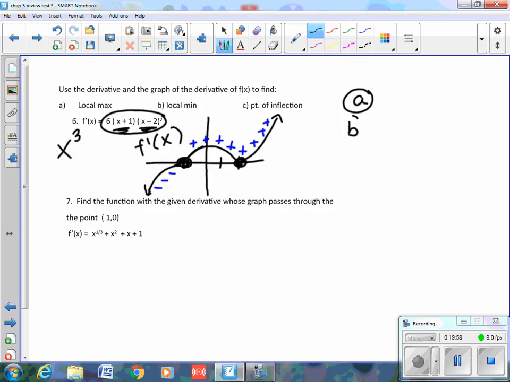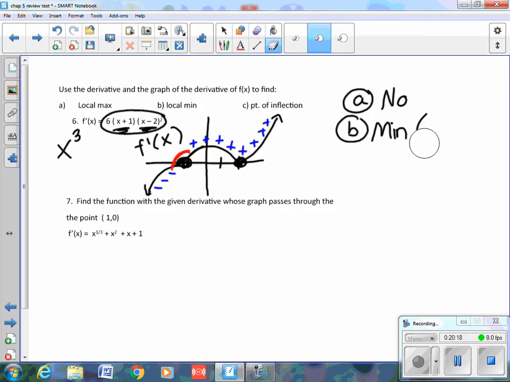So, do you notice that my graph only goes from negative to positive? Do you notice that? It never goes from positive to negative. So there is no max. There is no max, but there is a min. And I can't tell you the exact spot, but I can tell you that there is a min at x equals a negative 1. So far, so good. So that's what my derivative graph states.